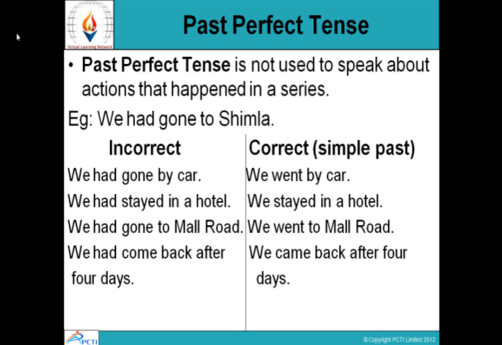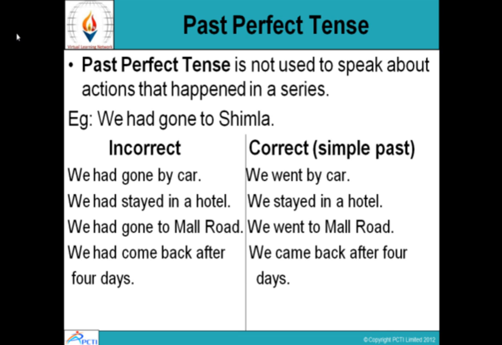Past perfect tense is not used to speak about actions that happened in a series. Only one action which happened in the past, and that was the first action in a series, to talk about that action, we use had. That is past perfect tense. Other actions in the series, we will talk in simple past tense.